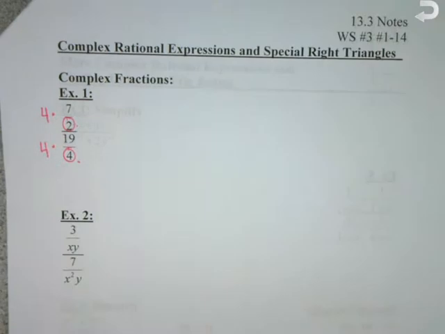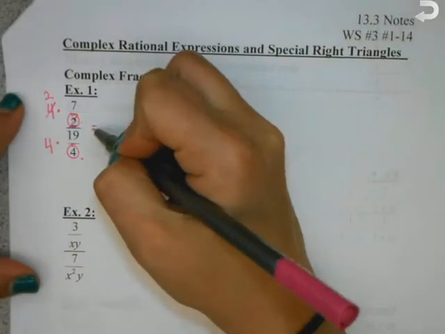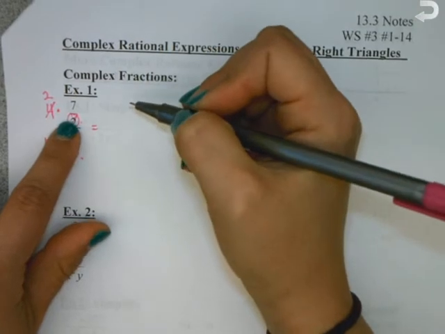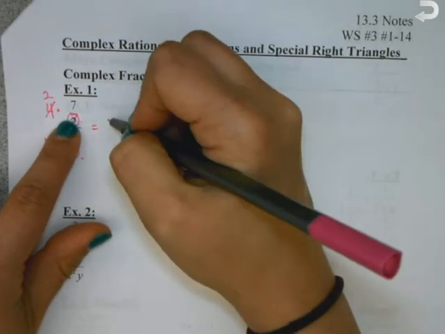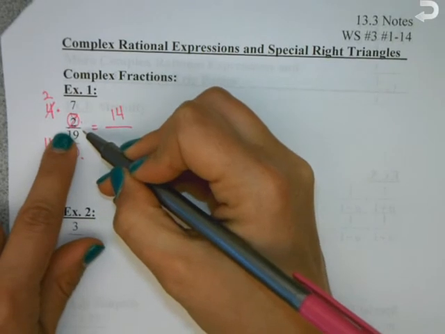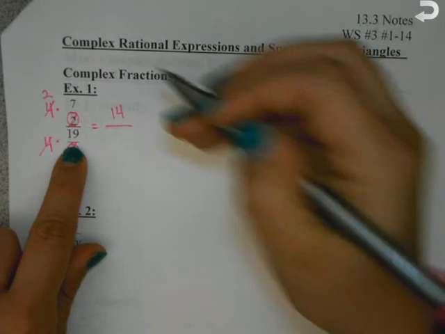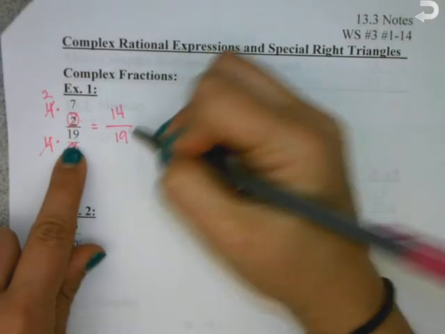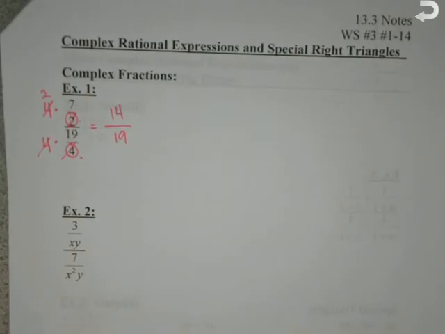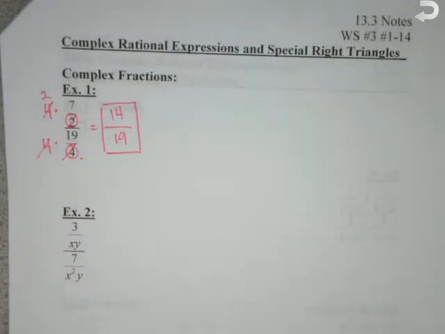No. Okay, so let's think about this. 2 goes into 4 twice. So we're left with 2 times 7. What's 2 times 7? 14. Over, because we still have that big fraction bar. 4 and 4 totally reduce. So what are we left with on bottom? 19. Can you reduce 14 over 19? No. So you're done. That was some freaky thing you just did.